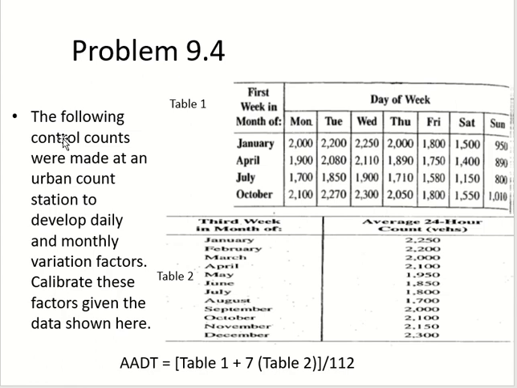In the first table, how many months do we have? 4 months, right? And for each month, how many days? 7 days, the entire week. Look at the second table, how many months? All the months, right? And each month, how many days? 1 day, 24 hours. Everybody agrees? 1 day.